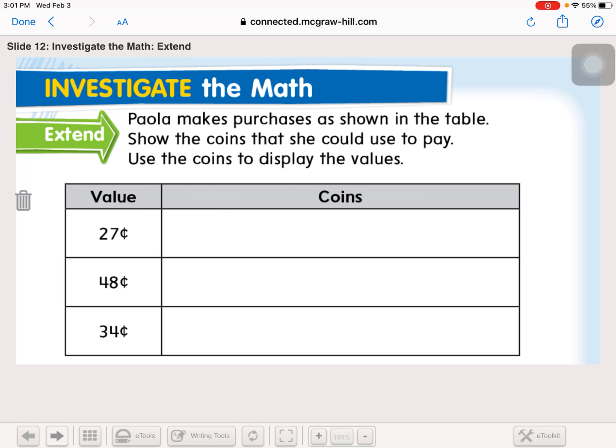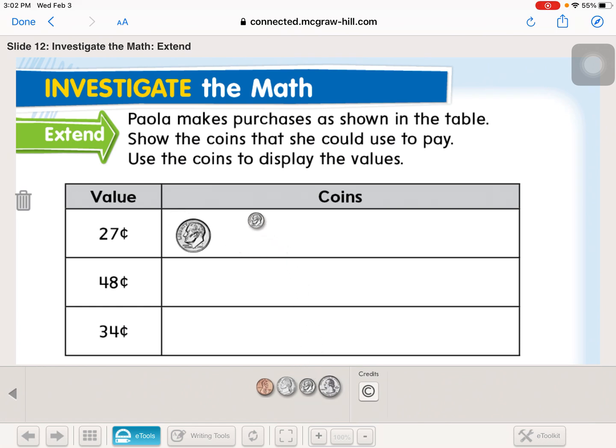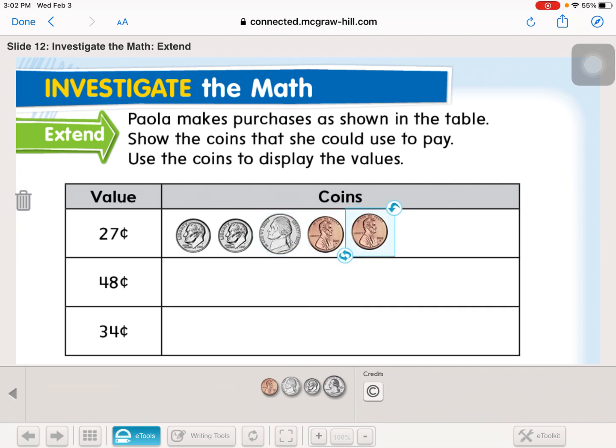Or you could do a couple of nickels and the rest pennies, or 1 nickel and the rest pennies, or 1 dime and the rest pennies. I'm going to try to do it in the least amount of coins, okay? So 27, I'm going to start with 10, 20, so 2 dimes, and then I need to get to 7, which would look like 5, 6, 7.